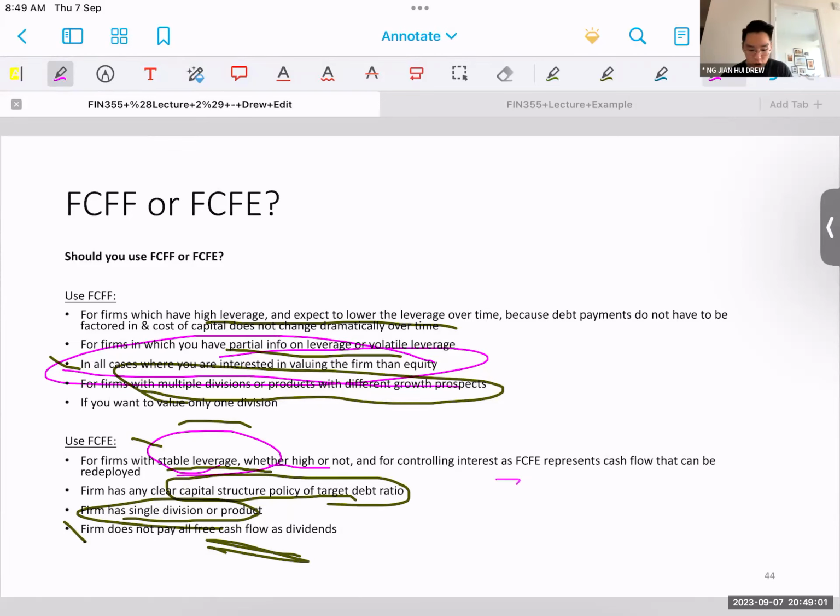And remember, this is more controlling interest. So remember for non-controlling interest, you are more interested in the dividends part, right? Remember this, earlier we talked about it. So it really depends on your objective at the end of the day of the valuation.